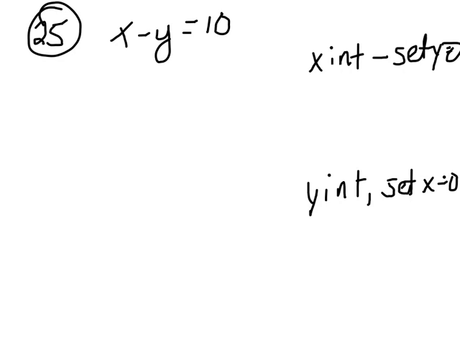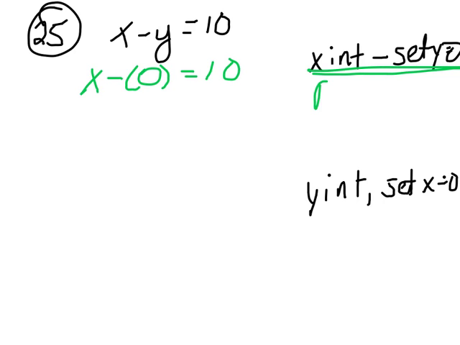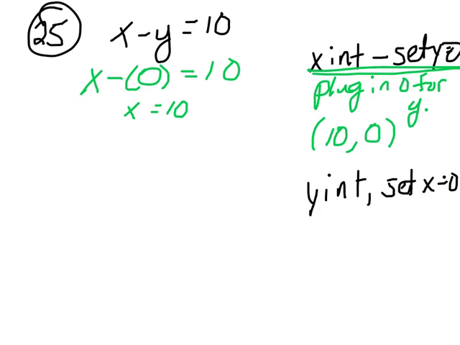I'll do it in green, just so we have different colors for each one. So the x-intercept. I'm going to copy my equation down, and I'm going to plug in 0 for y, because it's the x-intercept, it's the opposite variable. X minus 0 is x, and then you got 10. So I've got a point. Make sure you write it as a point. X is 10, and we set y equal to 0. Remember, the x comes first, and then the y.